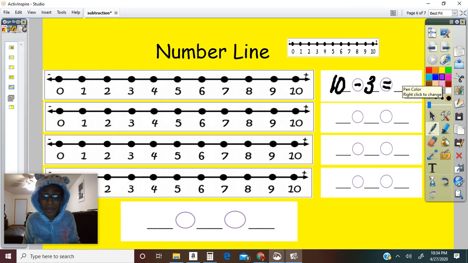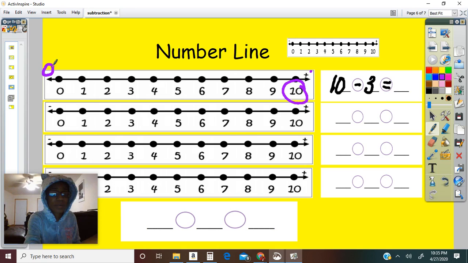The number you always start with is the first number. That's where you started on your number line. Here we start with the number 10. The next number is going to tell us how many jumps we need to make. You got it, 3 jumps. Now, when we did addition, we jumped forward. That's why the addition sign is going this way. However, when we do subtraction, we're going to go this way, which is why the subtraction sign's over there.